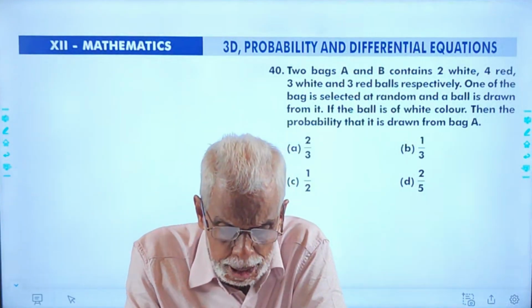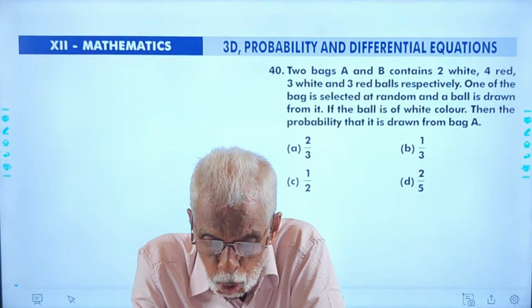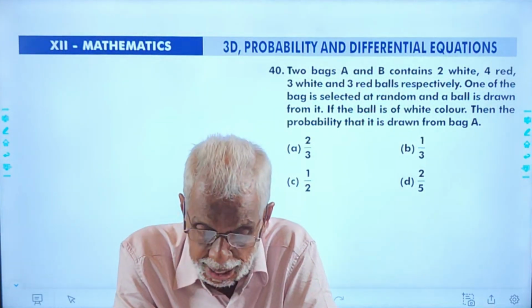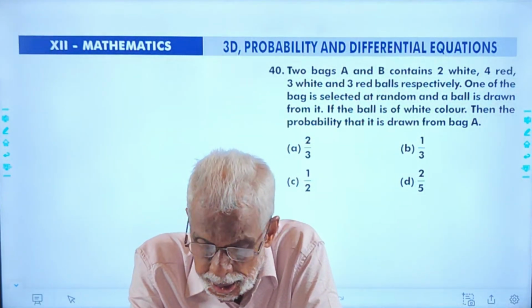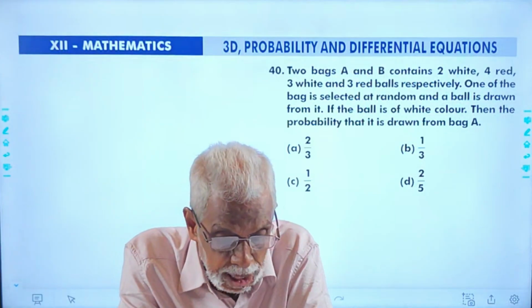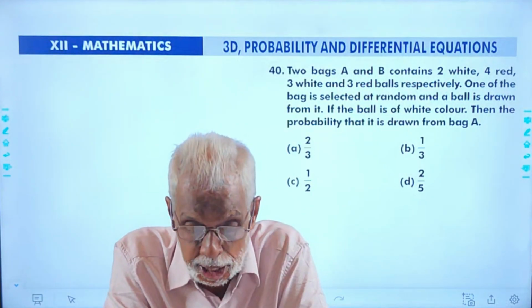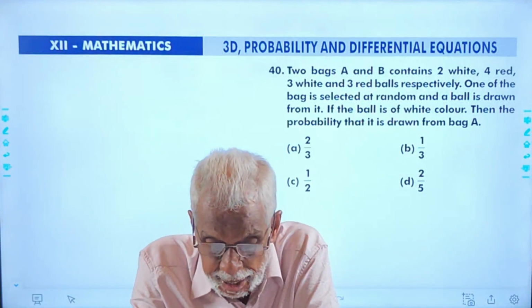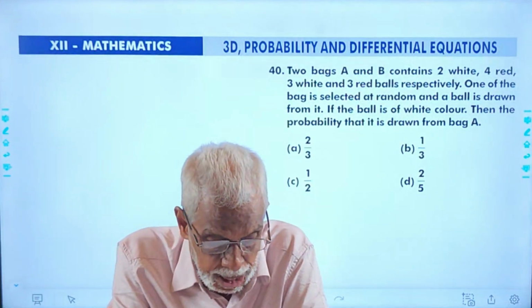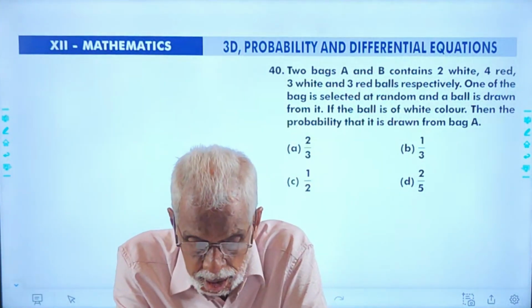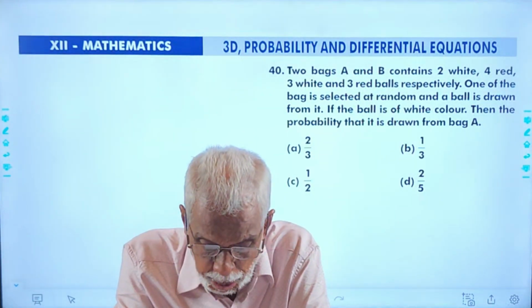We are given 2 bags, A and B. Bag A contains 2 white and 4 red balls. The second one, B, contains 3 white and 3 red balls respectively. One of the bags is selected at random and a ball is drawn from it. If the ball is white in color, then what is the probability that it is drawn from bag A?